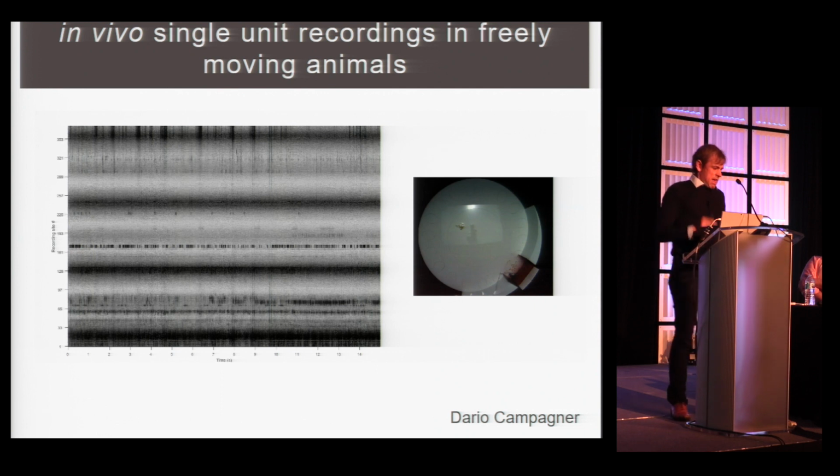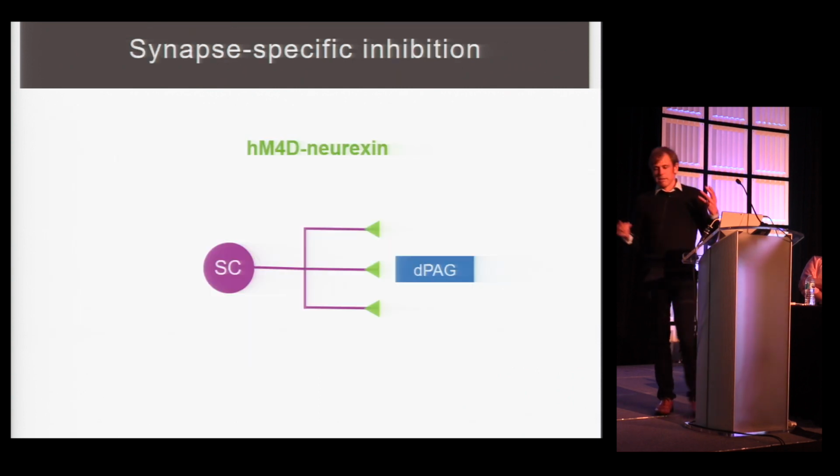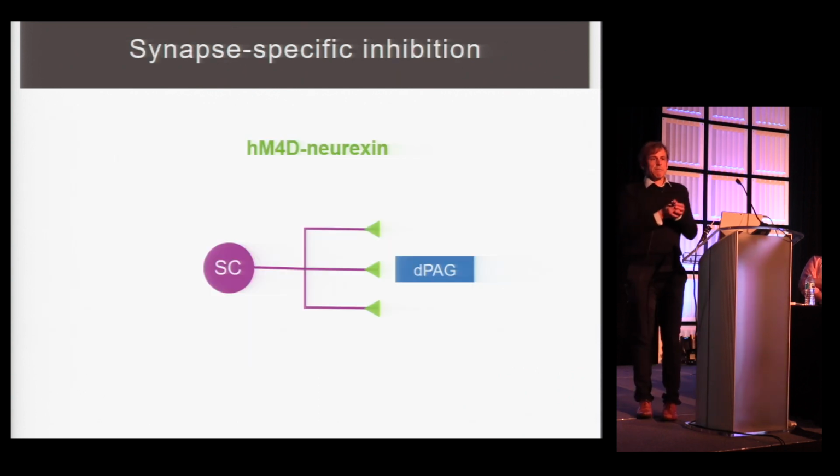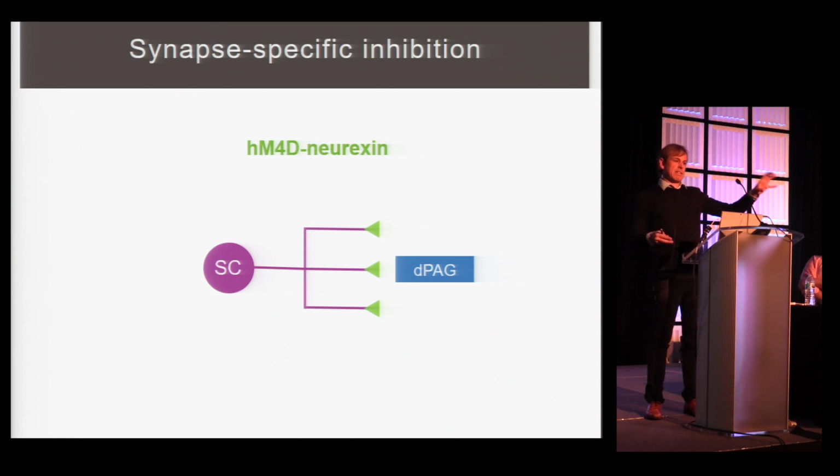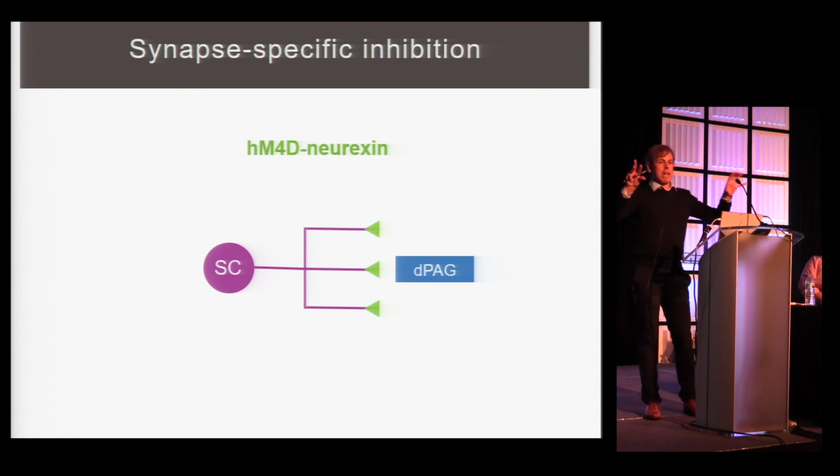Now, the final experiment and the last piece of the puzzle is to prove that this connection is indeed critical for computing the behavior. I've shown you that the SC is necessary and that the PEG is necessary, but the SC projects to many places and the PEG receives input from many places. So it's certainly possible that these alternative projections might be the ones computing the behavior.